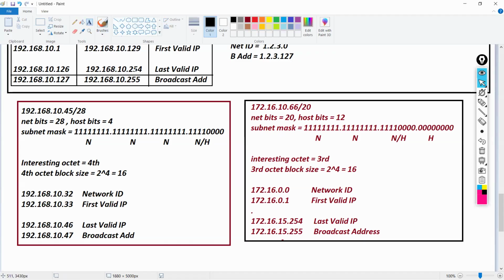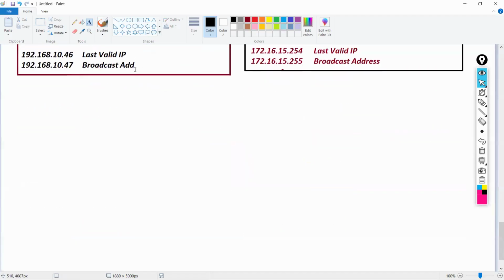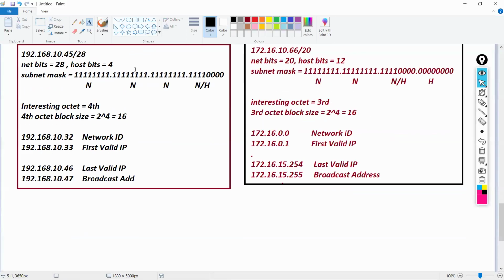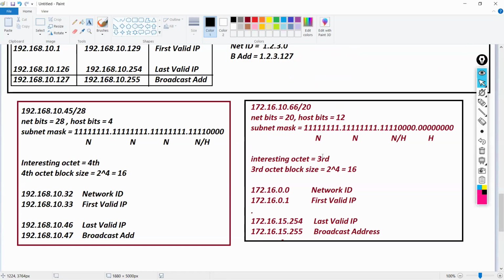The rest of all the answers will follow. Now let me tell you a trick. There are 3 steps. What are the 3 steps? First of all, calculate your interesting octet, find out the block size of the interesting octet, and then find out your network. Only 3 steps.